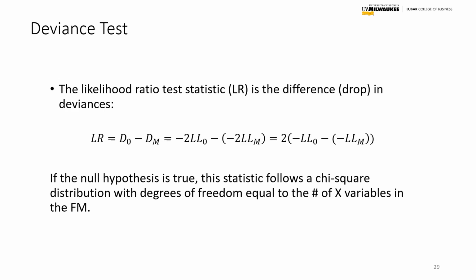Let us define the likelihood ratio test statistic LR as the difference, which will ultimately be the drop in deviances. So LR equals D0 minus DM. After replacing D0 and DM with their definitions, we find that LR equals 2 times parentheses minus LL0 minus minus LLM. If the null hypothesis is true, that all the betas for the x's equal 0, this statistic follows a chi-square distribution with degrees of freedom equaling the number of x variables in the full model.